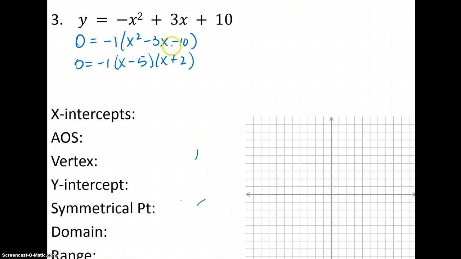What multiplies to negative 10 adds to negative 3. This gives me solutions of 5 and negative 2. Again, we write those as ordered pairs, 5, 0, negative 2, 0, and plot both of those points. So let's find the axis of symmetry. I go over 1, 2, 3, 4, 5, 6, 7. Okay, so that's not an even number, so that means that our axis of symmetry is 3.5 spaces. So 1, 2, 3.5.